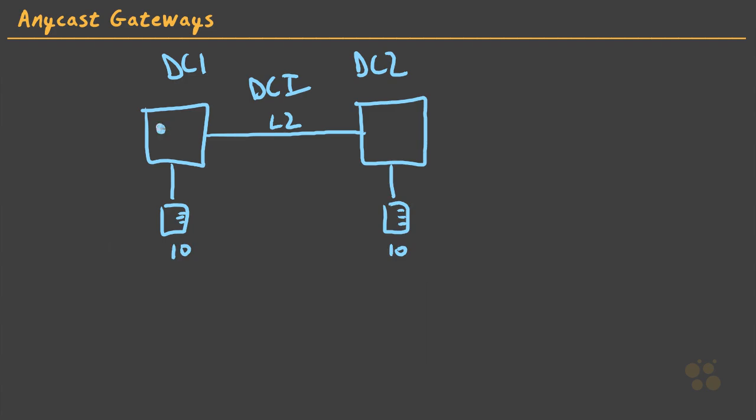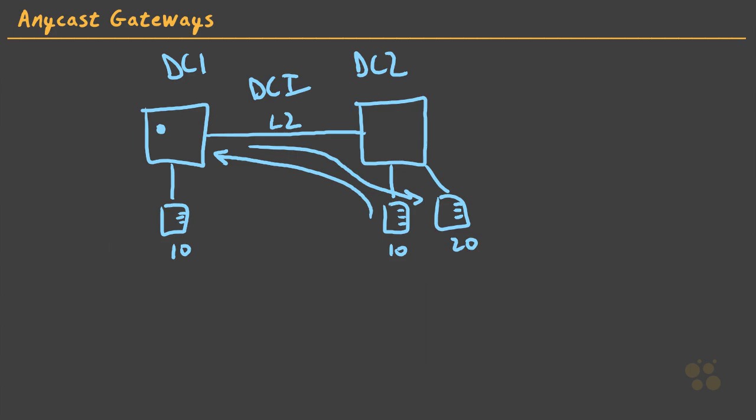Because if the SVI lives here, then the host on the right has to go all the way across the data center interconnect, which, by the way, might not be a whole lot of bandwidth, just to come back to get routed down to a host that maybe is over here living on VLAN 20. And of course, if the SVI lived on the right, we'd have the same problem in reverse. So what are we going to do?